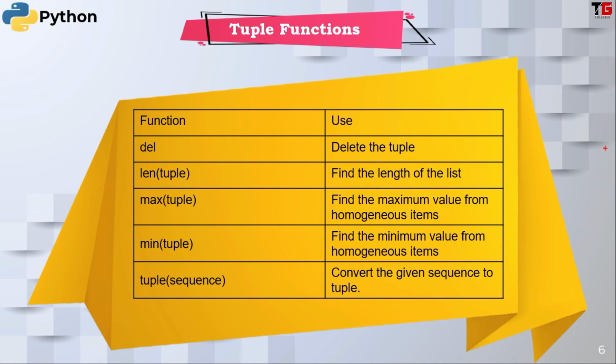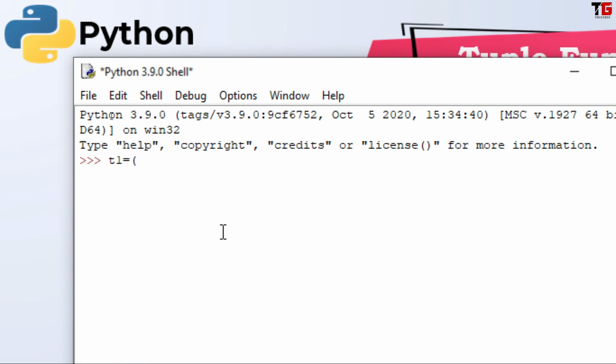Friends, next is tuple functions. If you remember, I told you these functions can work on list also and tuple also. Now let's see the working of these functions on tuple. First of all, I create a tuple T1.